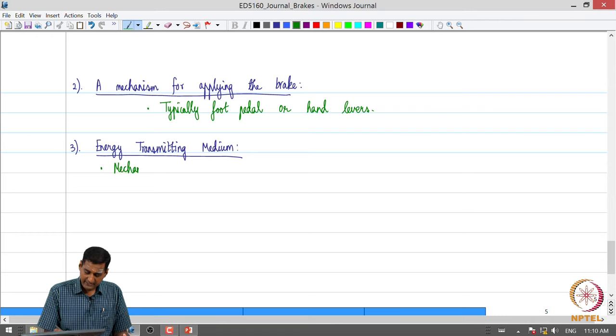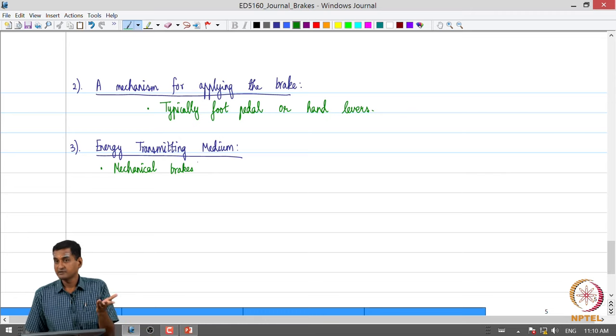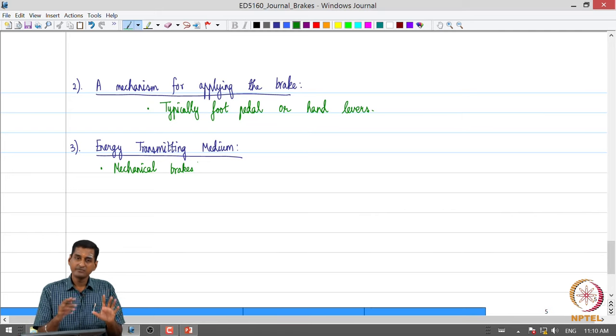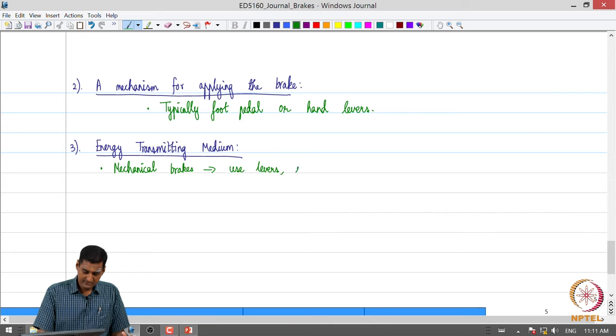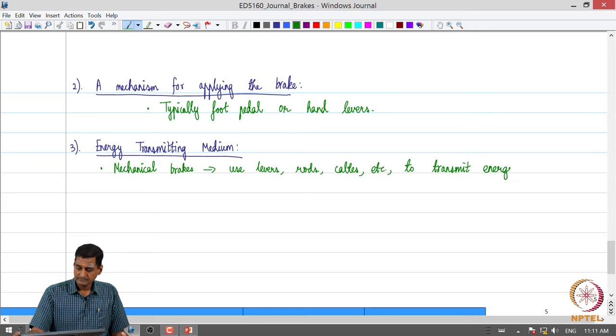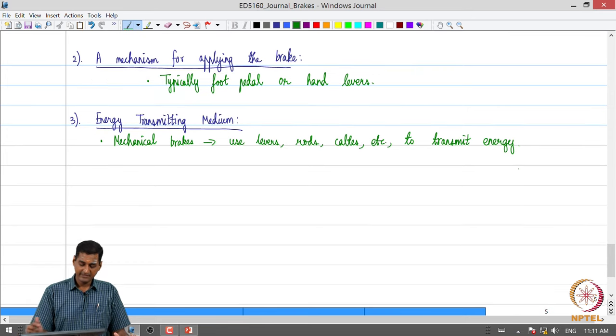So we have once again different possibilities. In a purely mechanical brake, for example, like in bicycles and most light two wheelers, we would have seen that the energy transmitting medium from, let us say, the hand lever would be in the form of cables, levers, rods and so on. So that is purely mechanical. Mechanical brakes essentially utilize levers, rods, cables, etc., to transmit this energy. Okay, so that's a mechanical brake.